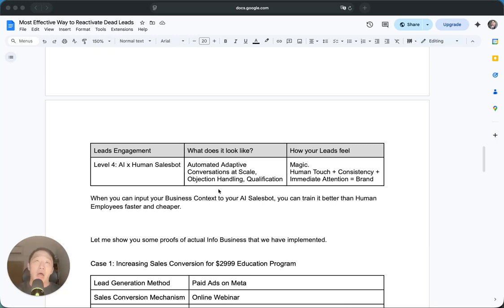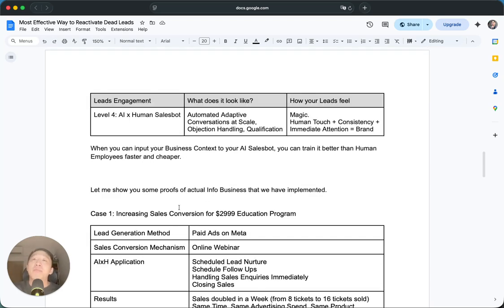Based on our stats so far, the sales bot can close better than a human closer. How do your leads feel? It's honestly like magic: human touch plus consistency plus immediate attention. It becomes very powerful brand building because people walk away feeling that business really is on point in their communication. When you put your business context into your AI sales bot, you can train it better than human employees, faster and cheaper.